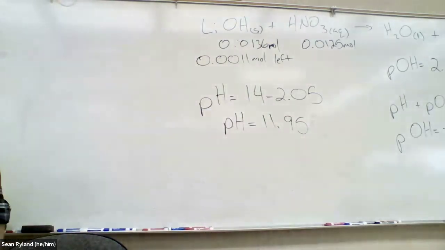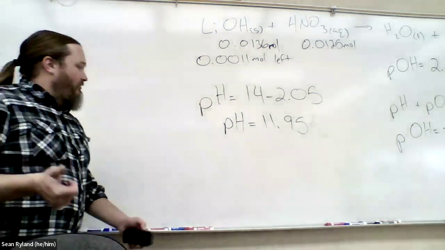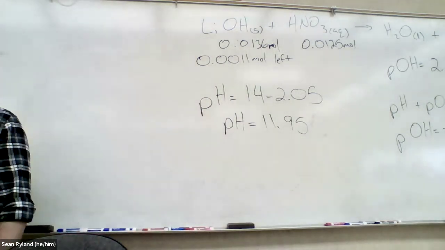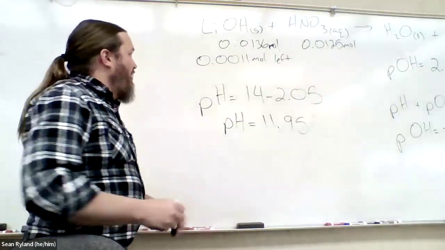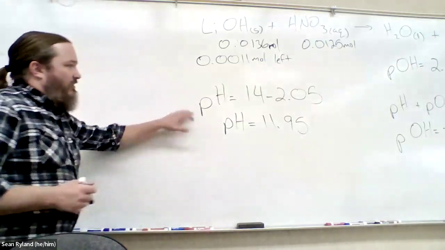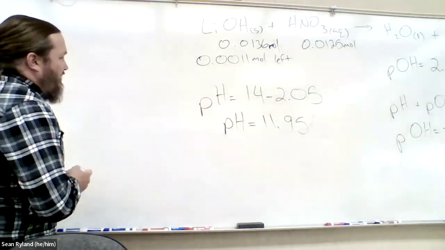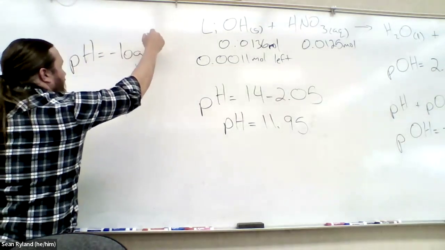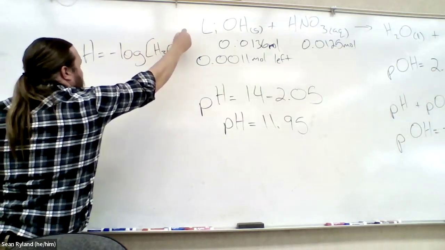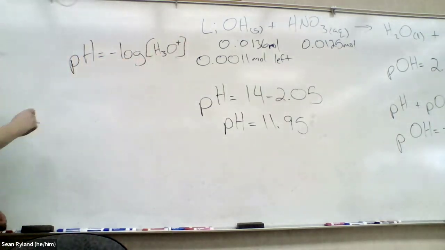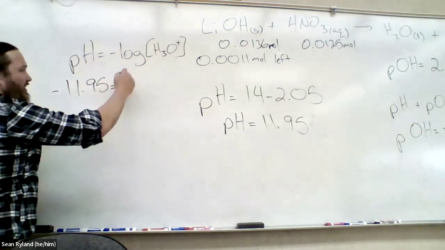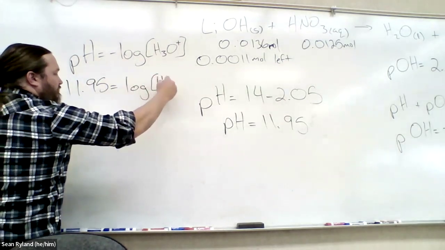So to finish the thought about how do you have a pH if there's no hydronium left? There still is some hydronium left. We talk about equilibrium on Friday. We'll start talking about some of these concepts in more detail and how the math works out. But if we want to find out what the hydronium concentration is now, well, pH is equal to negative log of hydronium concentration. We know pH, right? So negative 11.95 equals log of hydronium.